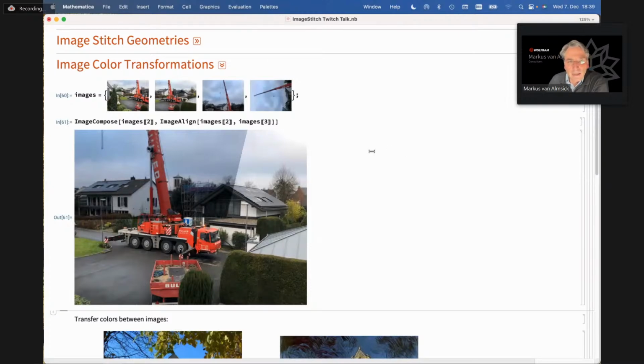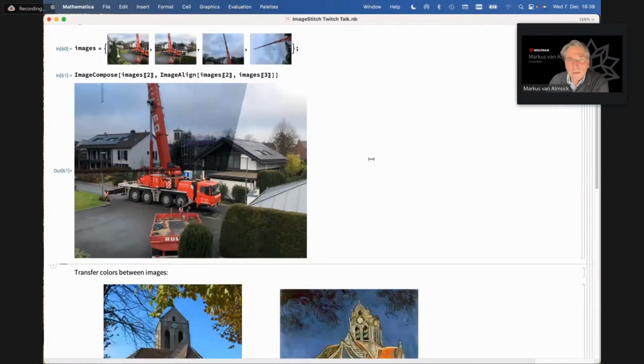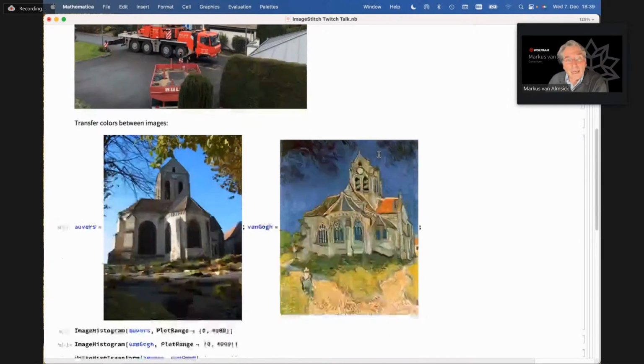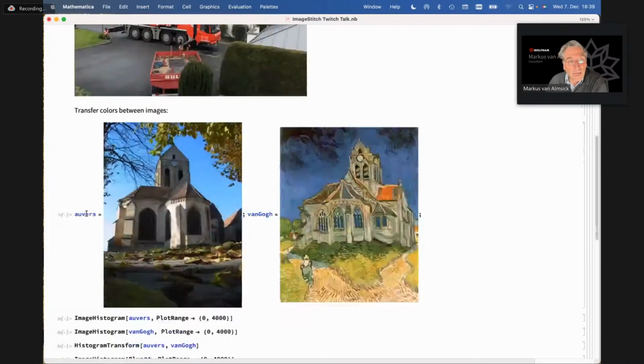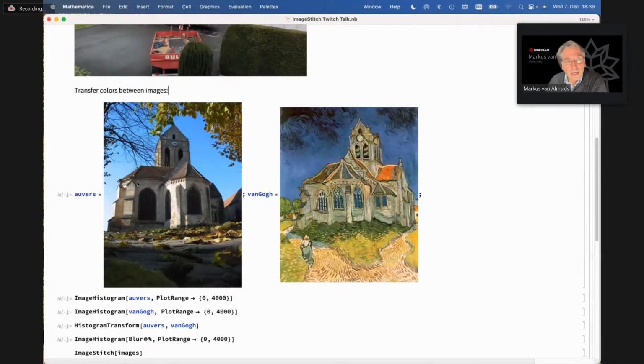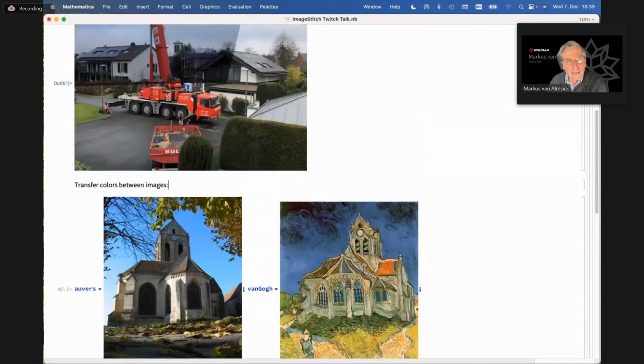And this is done via what's called histogram equalization or histogram transformation. I'd quickly like to give an old example that we had in Mathematica for quite some time. Let's say we have two images, like here, the image of the church in Auvergne in France, and here, not an image but a painting by Van Gogh, with quite a different color set than what you see here in the natural image.